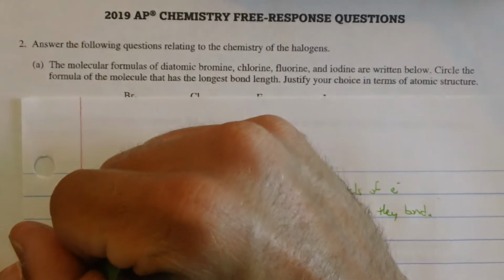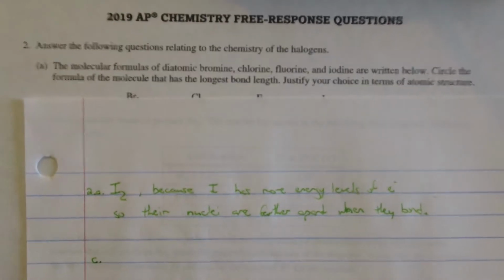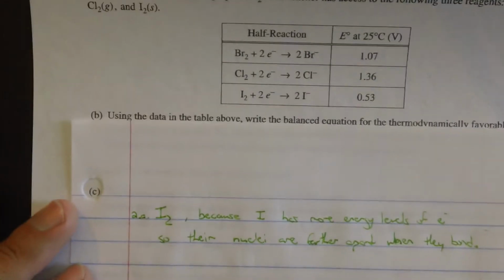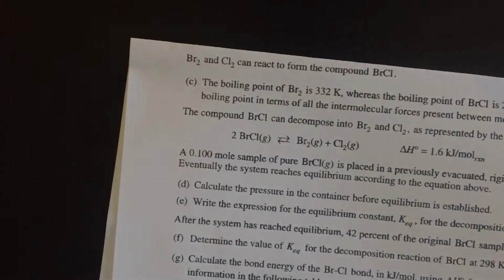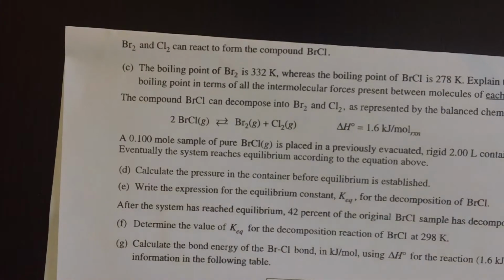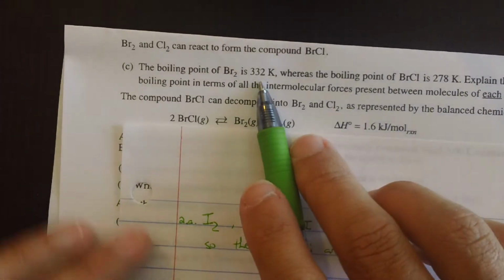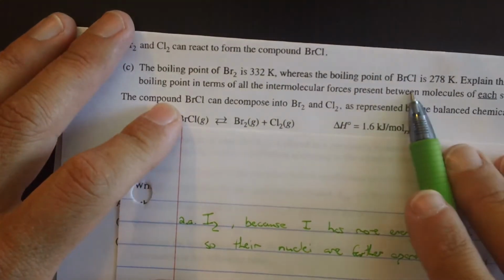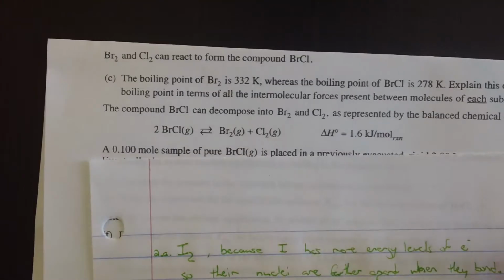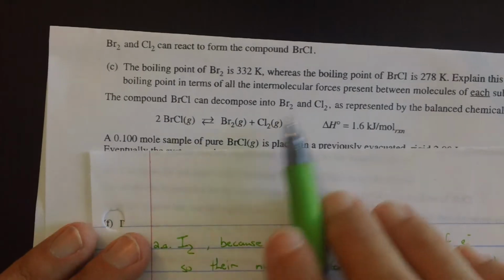2B you can ignore for the time being, although it's a really easy part of the question, unfortunately. And it's worth 2 points. So you're already starting at 8 points if you get them all right after 2B. So here we go. Here's C. It says bromine and chlorine can react to form the compound BrCl. It says the boiling point of pure bromine is 332, whereas the boiling point of bromine with chlorine is 278. Explain the difference in boiling points in terms of intermolecular forces.